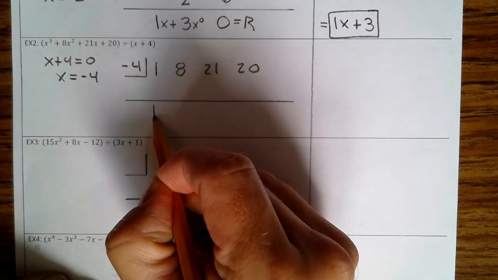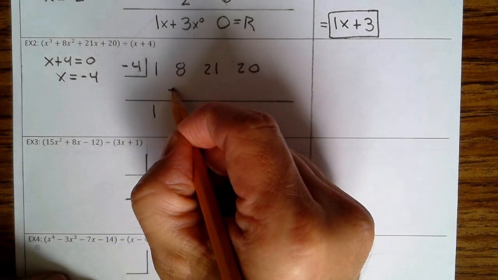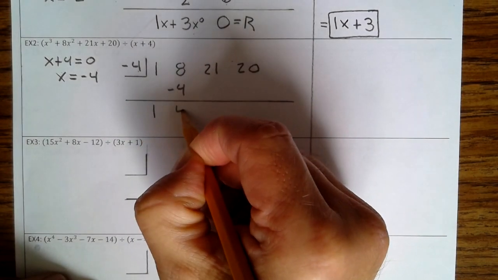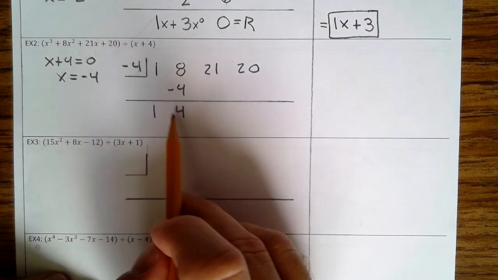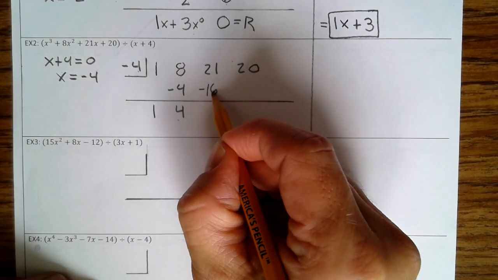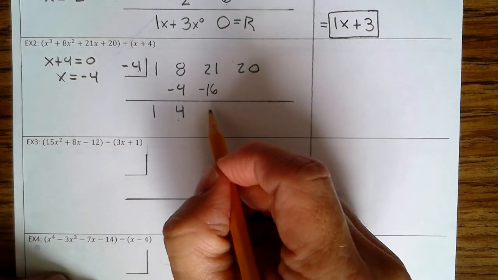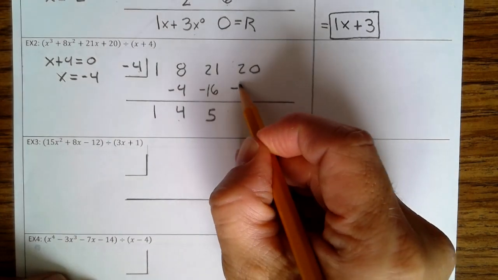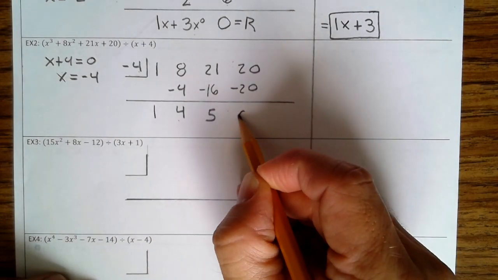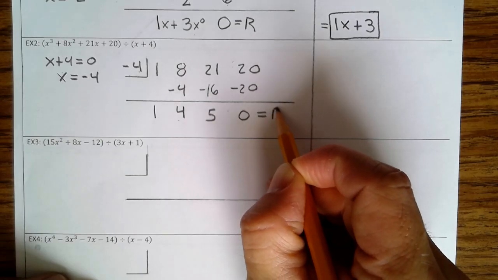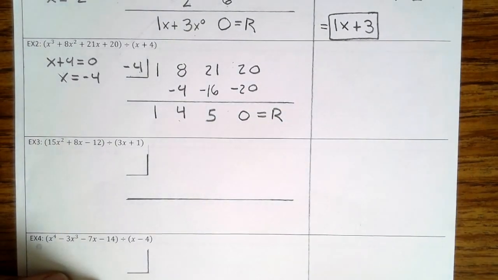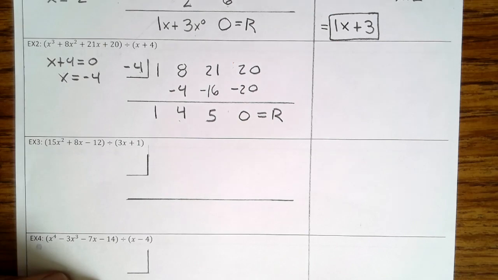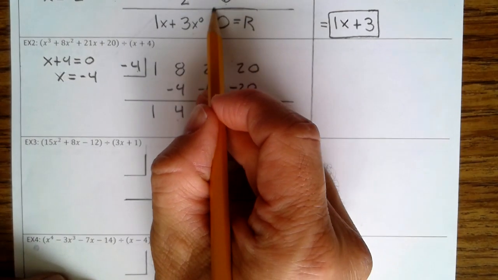Bring down the 1. So negative 4 times 1 is negative 4. 8 minus 4 is 4. Negative 4 times 4 is negative 16. 21 minus 16 is 5. 5 times negative 4 is negative 20. So you have a remainder of 0. And we should probably box the remainder.